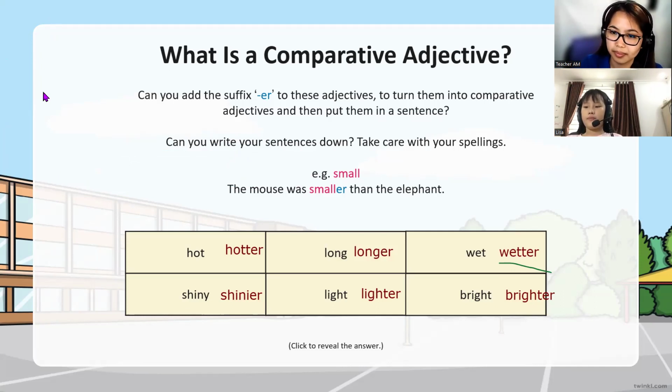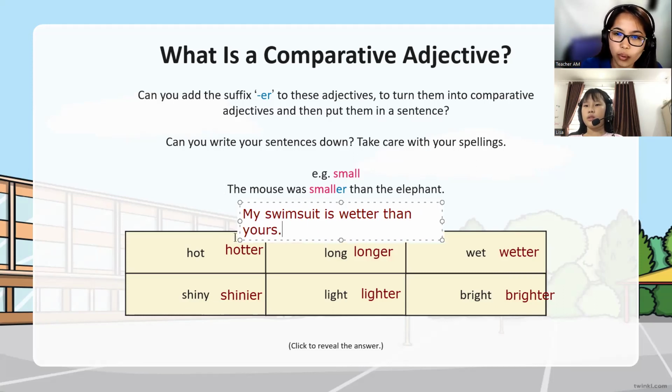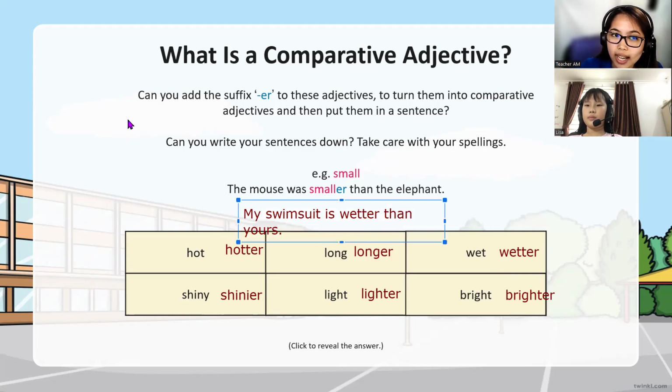So, what about wetter? My swimming suit wetter than yours. Yes. Okay. So, don't forget to use linking verbs, Dolin. My swimsuit is wetter than yours. Okay. What is linking verb? This is what we use to connect our sentences. My swimsuit is wetter than yours.